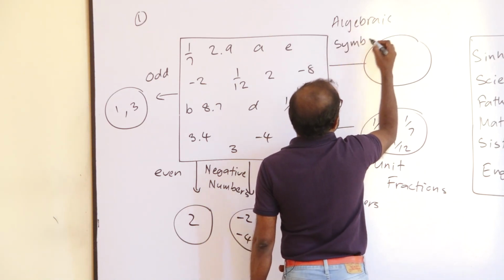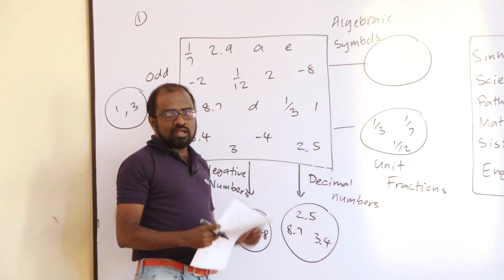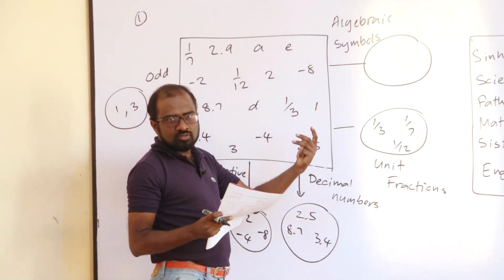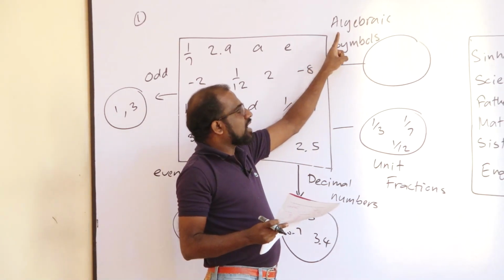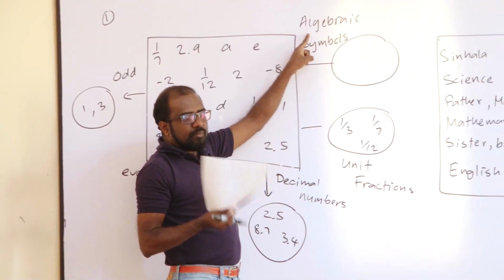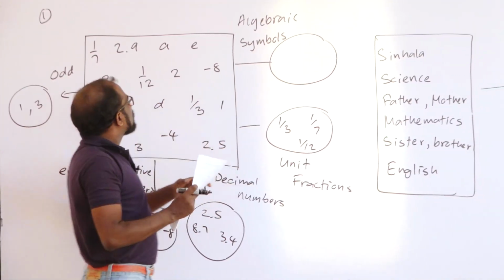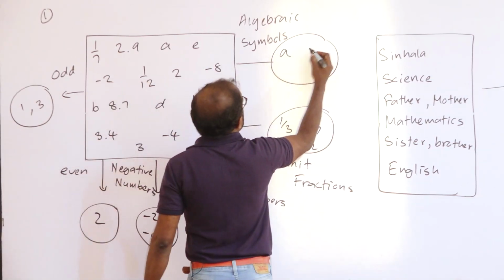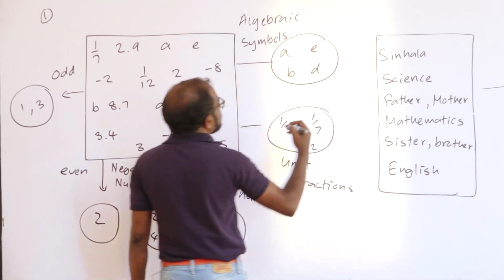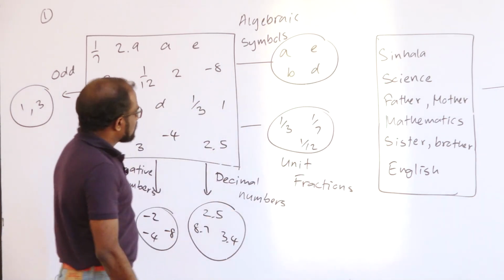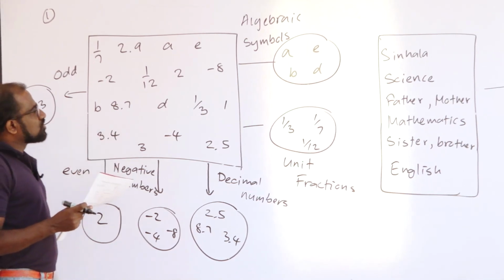But if you wrote letters, we have given marks, because that is also a group. Even if you take them as letters, that's also a group. So we have marked it correct, but the actual answer we expect is algebraic symbols. So what are the algebraic symbols here? A, E, B, D. Those are algebraic symbols. So these are the groups you can divide this collection into.